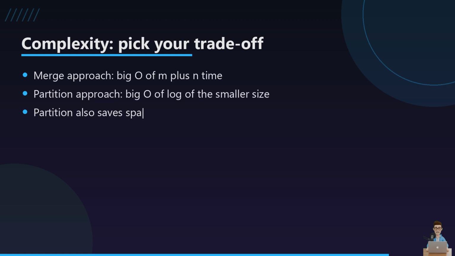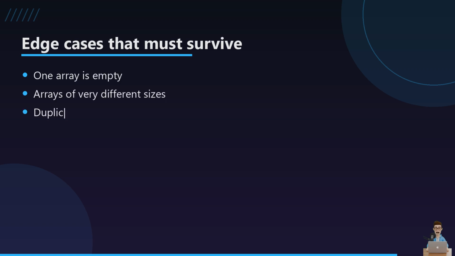Worth having ready, the follow-up: can you do better than O(log min(m, n))? And you can't, not for arbitrary sorted arrays, since you need at least that many comparisons to locate the partition boundary in the worst case. Also worth mentioning proactively, this generalizes directly to the kth smallest element across 2 sorted arrays, same invariant, different target size for the left half.